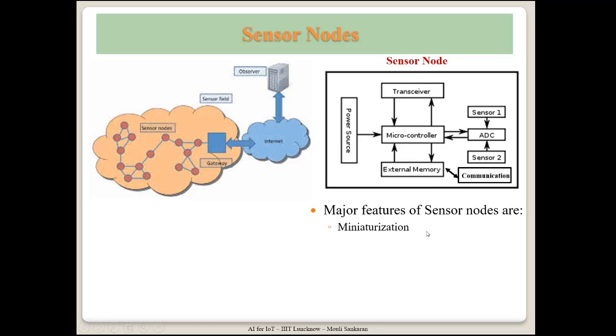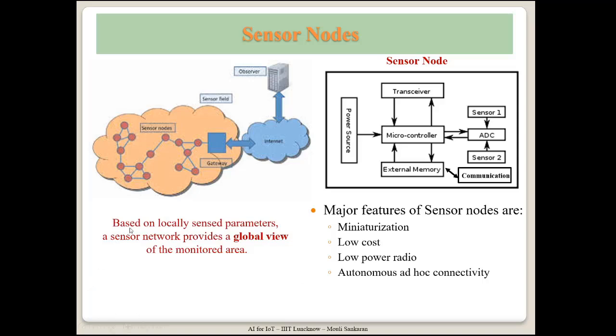Now, what are the major features? Of course, it has to be miniaturized, low cost, low power radio, autonomous ad hoc connectivity. They need to be connected to the sensor network automatically, and there is no human interaction involved. And what the WSN does, based on locally sensed parameters, a sensor network provides a global view of the monitored area. So collective data gives you an overview of what is happening in this given domain or area.